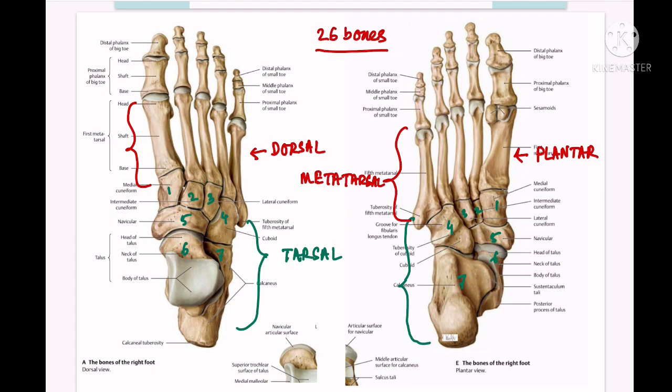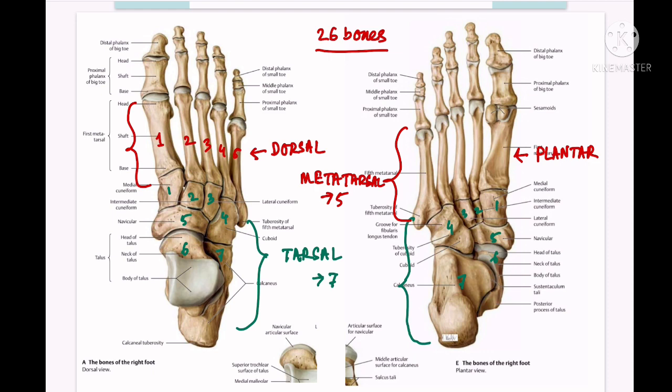In the metatarsals there are 5 bones: 1, 2, 3, 4, 5. The numbering convention is from the medial side to the lateral side. 1 is the most medial metatarsal and the 5th one is the most lateral metatarsal. So metatarsal bones are 5 in number, tarsal bones are 7 in number.